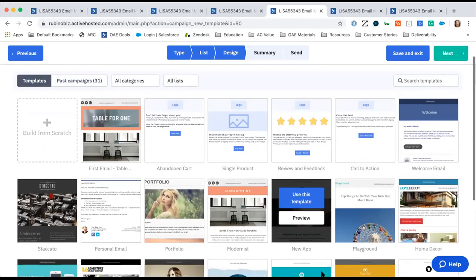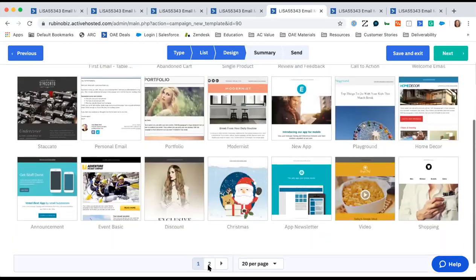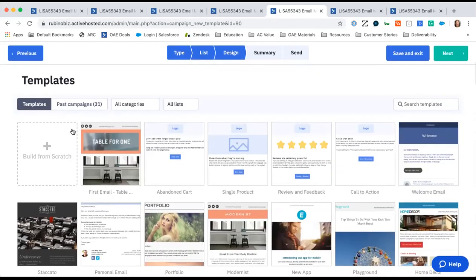So as you can see here, all of these templates are very customizable. You can also start from scratch. And we do have the ability to use HTML as well. So that functionality lives here too.